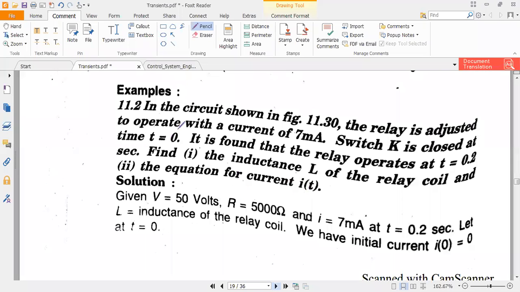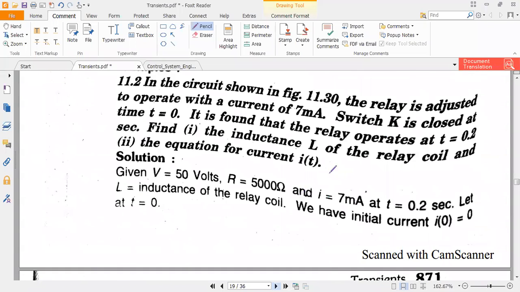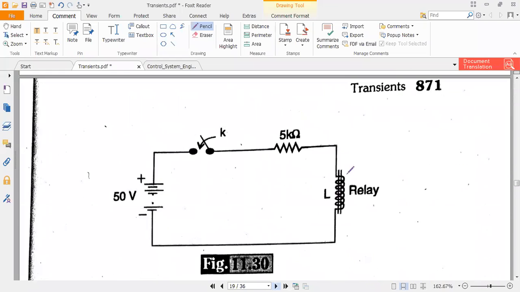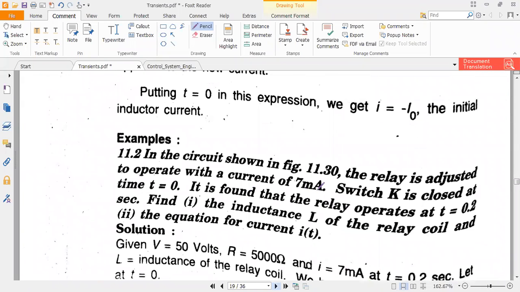See here, in the circuit shown in the figure, this is an RL circuit. The relay is adjusted to operate with a current of 7 milliamperes. Here they are considering this as a relay, and the current flowing through the relay is 7 milliamperes, and switch K is closed at time t is equal to 0.